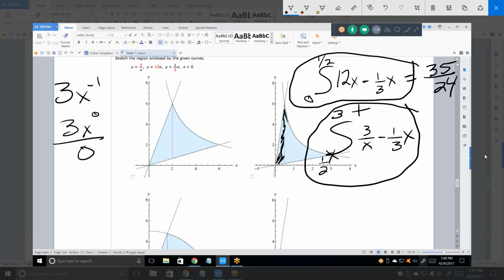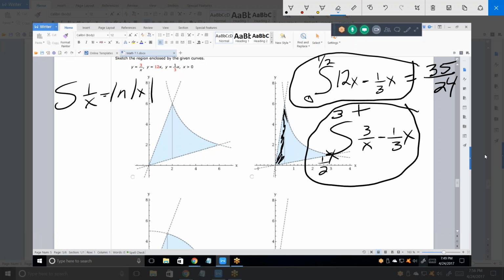This is the one special case where you cannot use the power rule. Not use the power rule when you've got x to the minus 1. The integral of that is 3 times the natural log of x. In other words, the integral of 1 over x is the natural log of the absolute value of x. That's what it is. Can't use the power rule. You've got to use that knowledge, that the antiderivative of 1 over x is natural log of x.